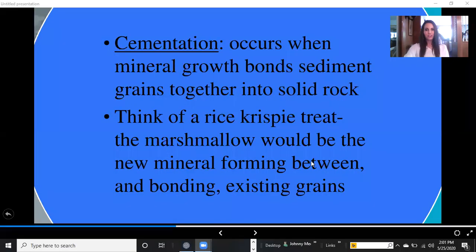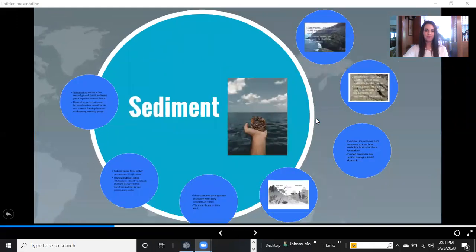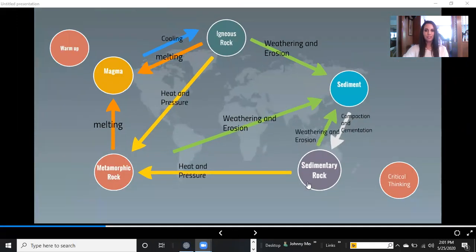I don't think sedimentary rocks taste as good as Rice Krispie treats, though. So the new mineral forming between those bonding existing grains, that's the marshmallow, and then those existing grains are going to be what's already there. Okay. So now let's talk about sedimentary rock.